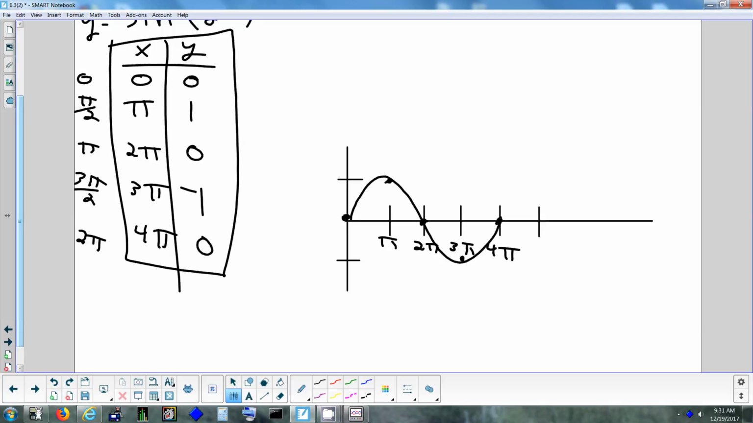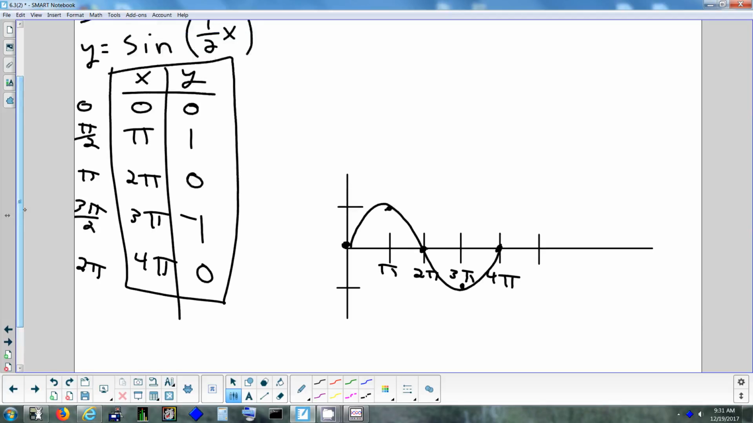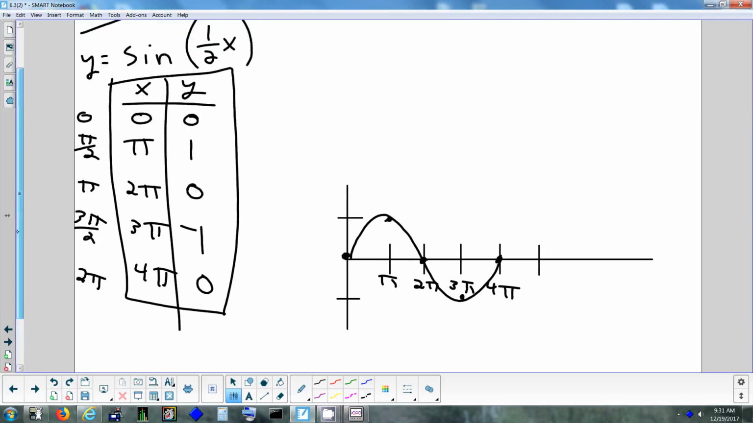So did this graph stretch or compress versus the original? Stretched, yeah. It stretched out by a factor of 2. It doubled the length. Okay. Normally, the sine function would have done a full cycle from 0 to 2 pi. Now from 0 to 2 pi, it's only doing half a cycle.